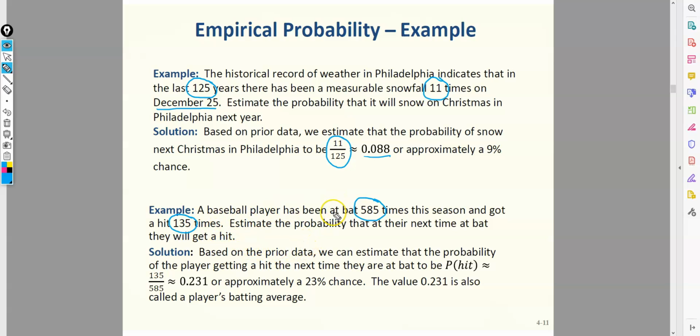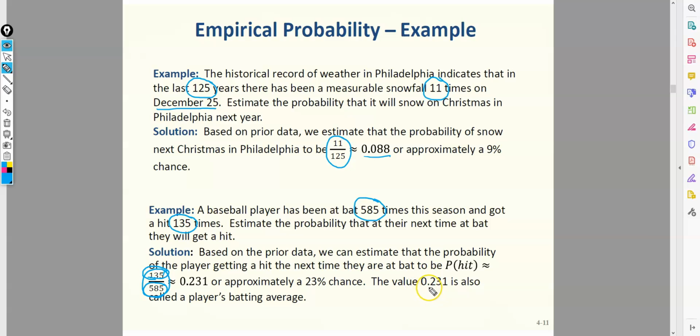And so based on this, we can estimate that the probability they get a hit the next time at bat is going to be 135 divided by 585, the number of times event A occurred, which is getting a hit, divided by the number of times the experiment was conducted. That's every time the player got up to bat. And 135 over 585 is approximately 0.231, or as a percent, approximately a 23% chance that the player will get a hit next time at bat.